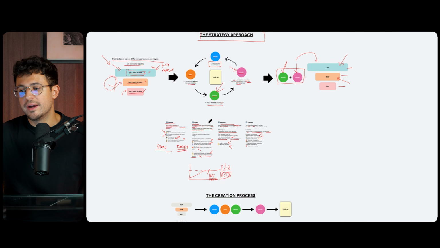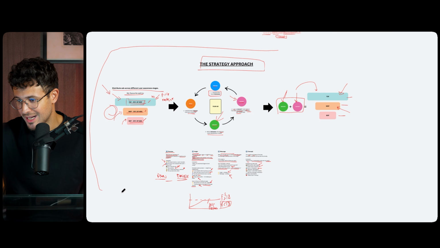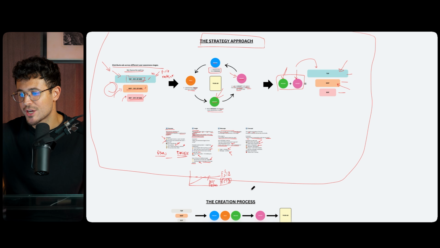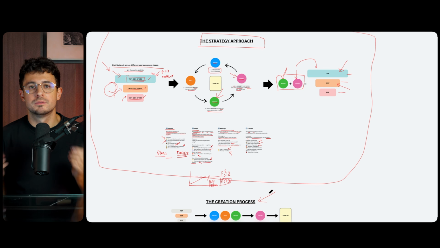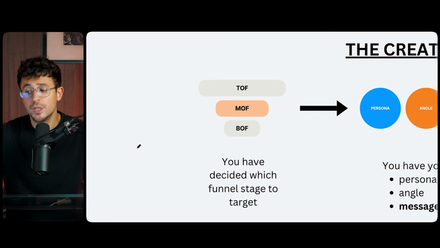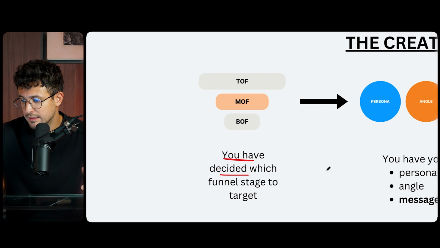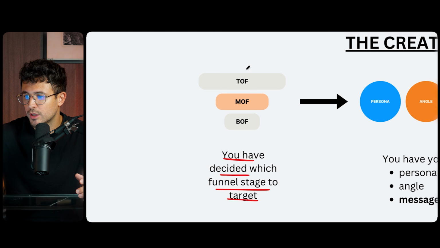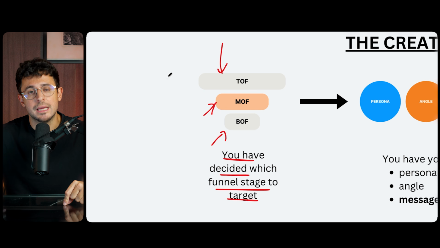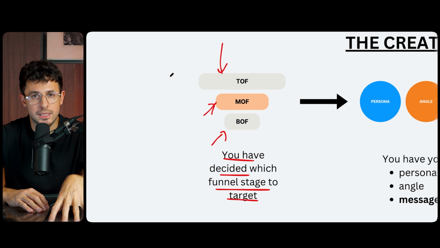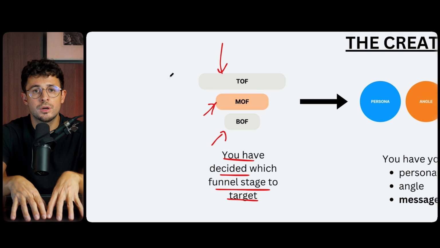So now that we have defined everything here, so the entire strategy approach, we need to understand what is the actual ad creation process, which is the practical part. So the first thing that you need to do is actually understand and decide which funnel stage you want to target. Again, the way that you need to decide here is read your data inside your ad account first and then see what your creatives are targeting.